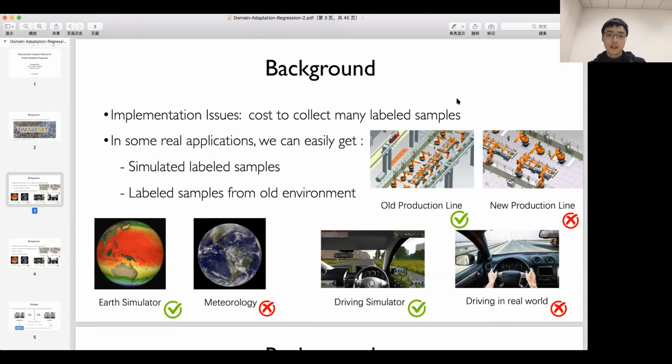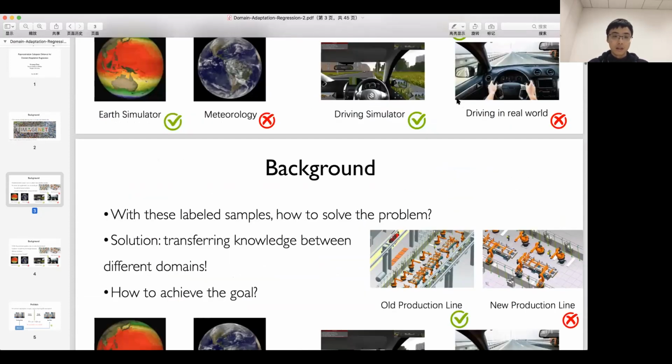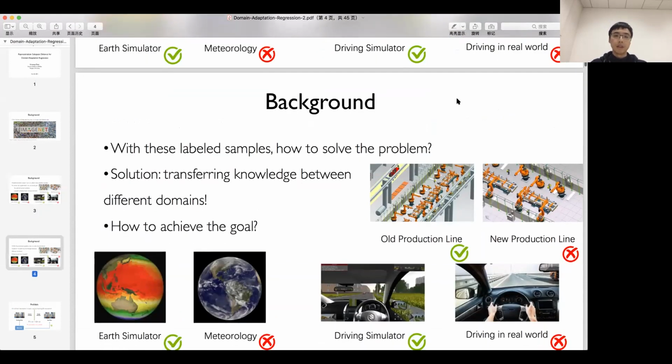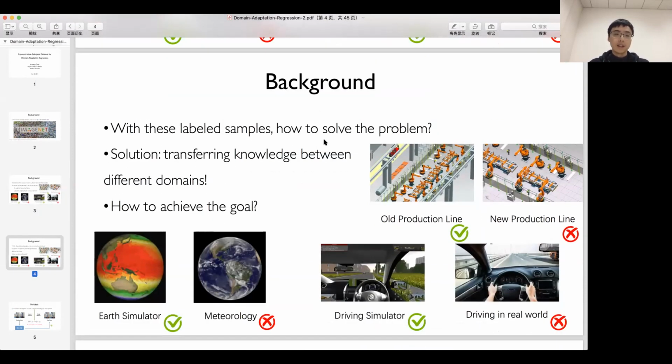For example, in self-driving cars, labeled data from real life is not easy to collect, because we always use image segmentation. It means that we need to label the data at the pixel level. But we can easily get labeled data in a driving simulator. So how to transfer knowledge between different domains is the core solution to this problem.